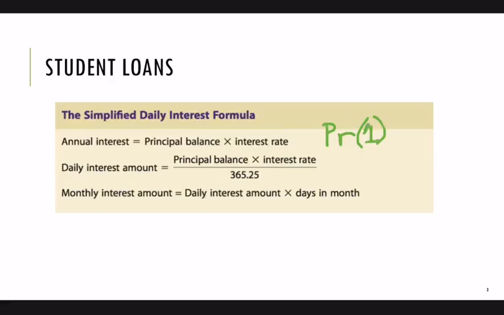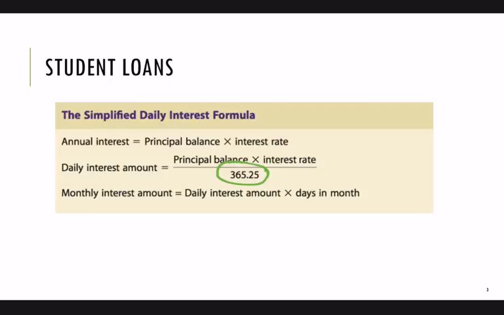Now the daily interest amount, also similar to simple interest, but we use a specific number for the time period, and we actually use 365.25 for the number of days in a year. So rather than averaging that number or dealing with leap years, we take the number of days in each year to be the same each year.